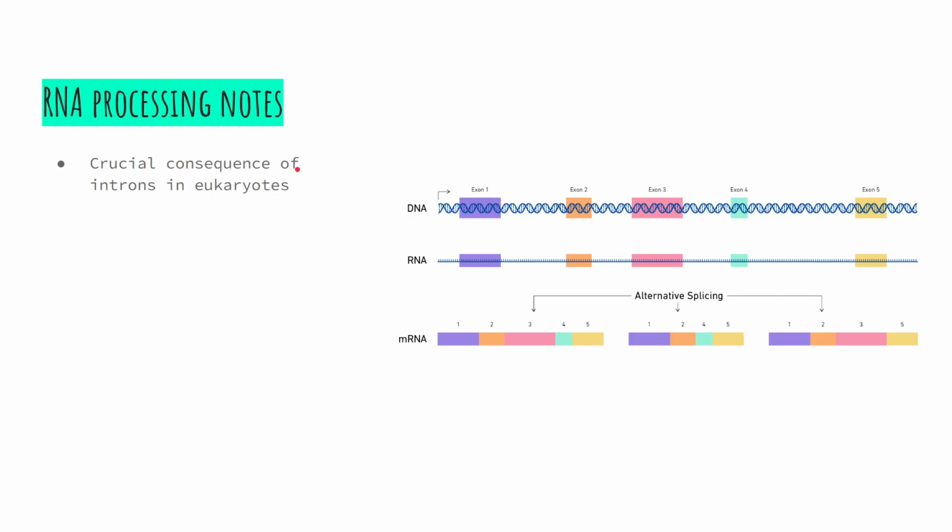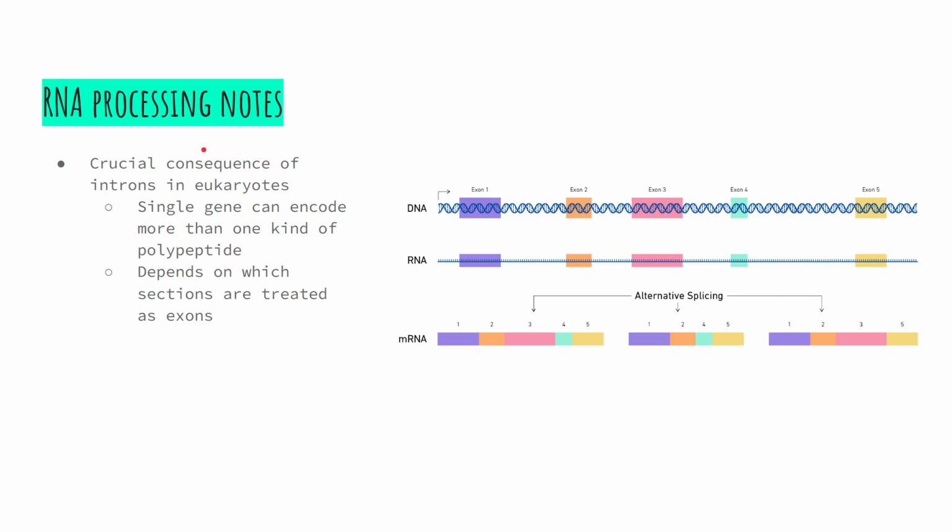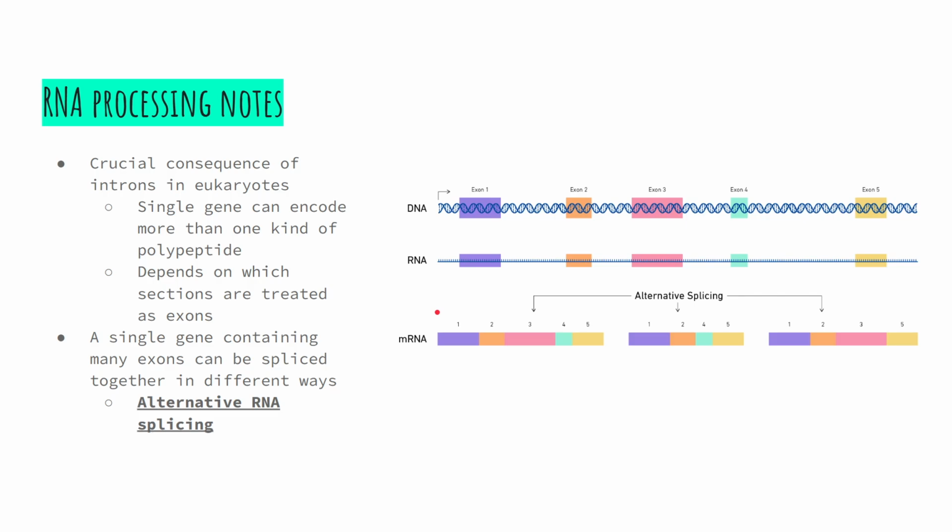So what we have now is a crucial feature of introns in eukaryotes. A single gene can encode more than one kind of polypeptide. Polypeptides are our proteins. An entire gene can make more than just one polypeptide, depending on which sections are treated as exons. Here we have 5 different exons, and depending on which ones get put together, we get something known as alternative splicing, or alternative RNA splicing. The way that these get put together will make different proteins.